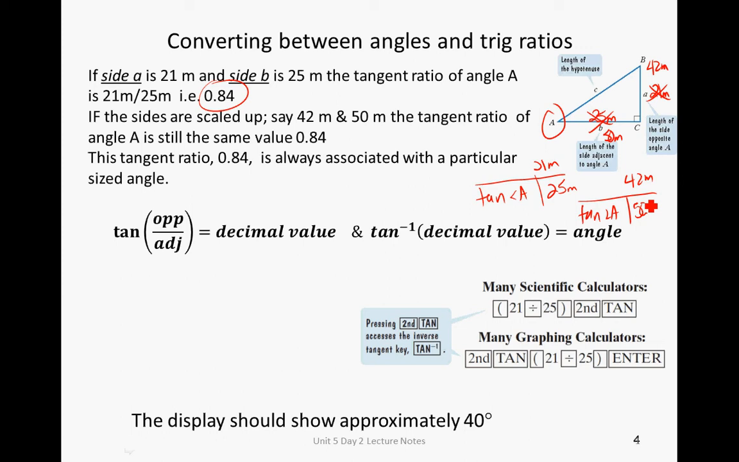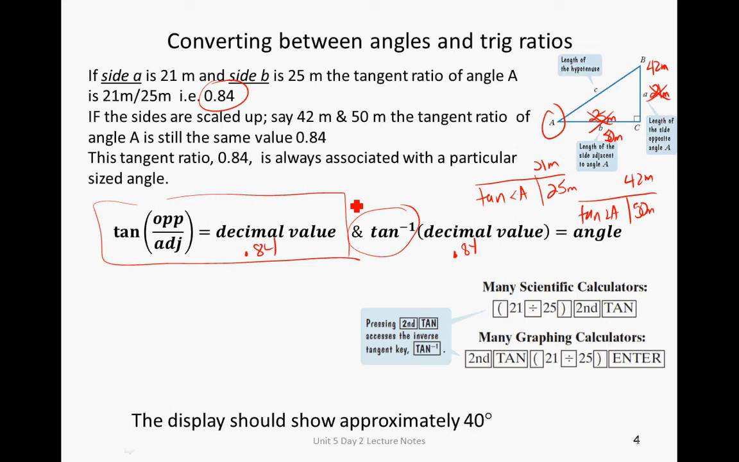And so we can switch back and forth between the tangent ratio decimal and the value of the angle. And so that's what I have written down here for you. The tangent is the opposite over the adjacent that gives us a decimal value. And the case that we have been getting for when we've used these sides is 0.84. But if we want to know what particular angle is associated with that decimal value of 0.84, we use what's called the inverse tangent. And on your calculators, it'll be a tangent with a -1 power. It's called the inverse tangent.